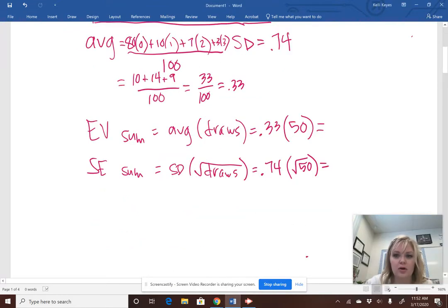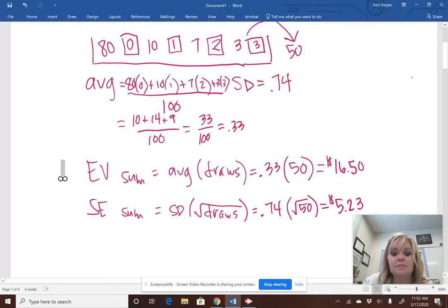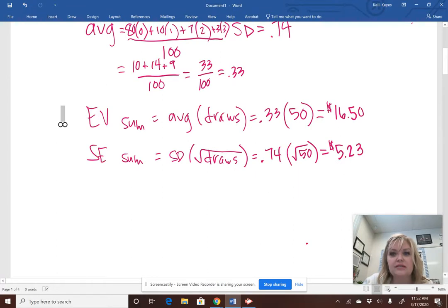All right, so 0.33 times 50 is 16.5. And then 0.74 times square root of 50 is 5.23. Okay, and this is money, so I'm going to put a dollar sign there. All right, so what this means is we are expected with the 50 people to get $16.50 in prizes, give or take the $5.23.